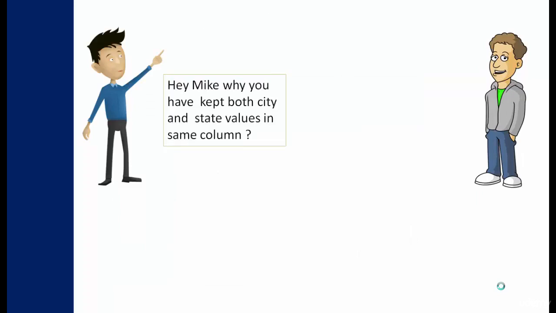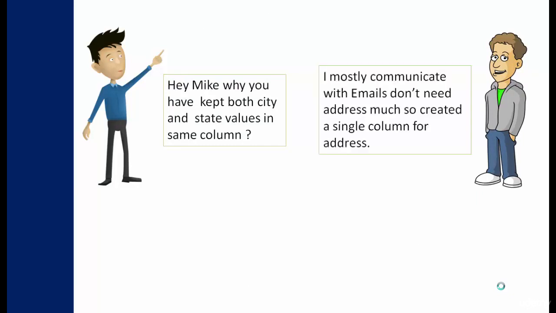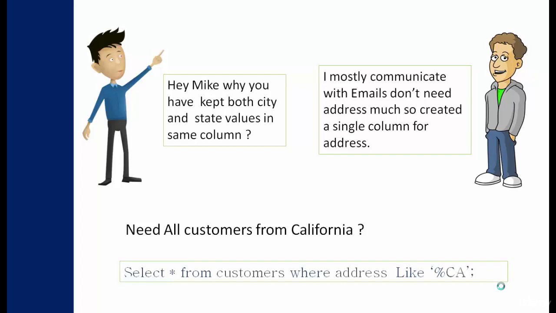So Jeff asked Mike why he has kept both city and state in the same column. And Mike answered that in most of the cases he communicates by email, so he does not use address much. That's why he created a single column for address. Alright, now Jeff asked Mike to give the list of all customers from California from his table. And look what Mike has written. Select star from customers where address like California.